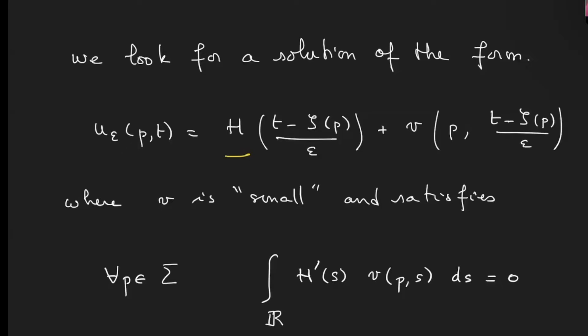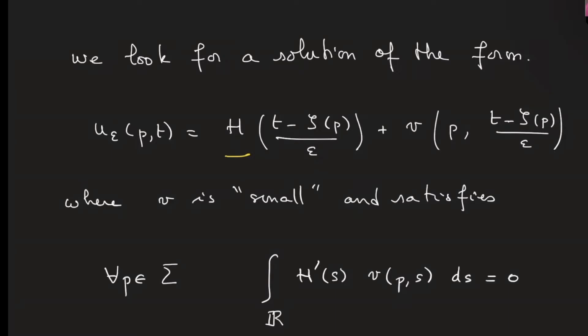Remember that this is the solution of the Allen-Cahn equation, which is defined on R. So this is the hyperbolic tangent of the variable divided by square root 2. And then we are going to scale it by a factor epsilon. So we are going to choose t minus some function zeta of p, divided by epsilon.